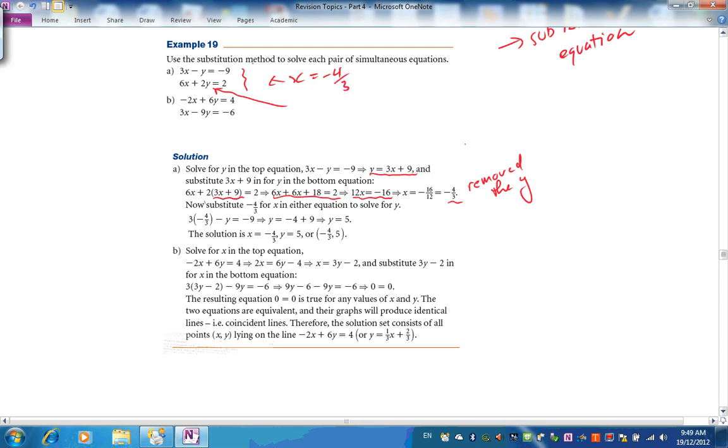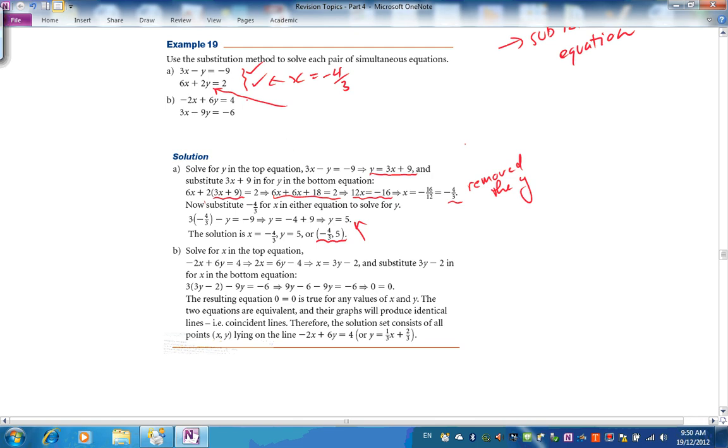We could put that in either equation and both would give you the answer 5. So the solution is negative 4/3, 5. Or x is negative 4/3 and y is 5. They are the x and y values that if you put in either equation will make the equation true, or satisfy the equation. Let's look at the bottom one now.